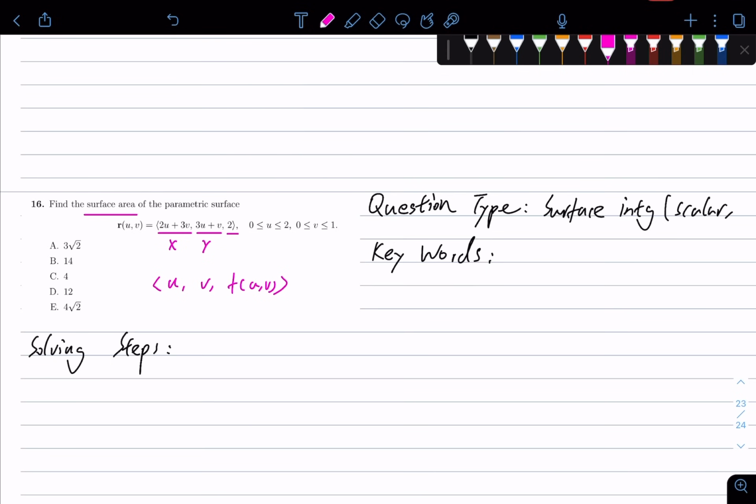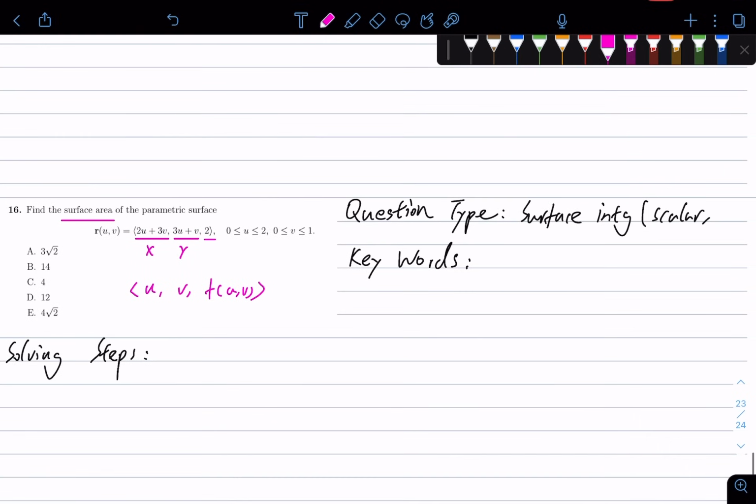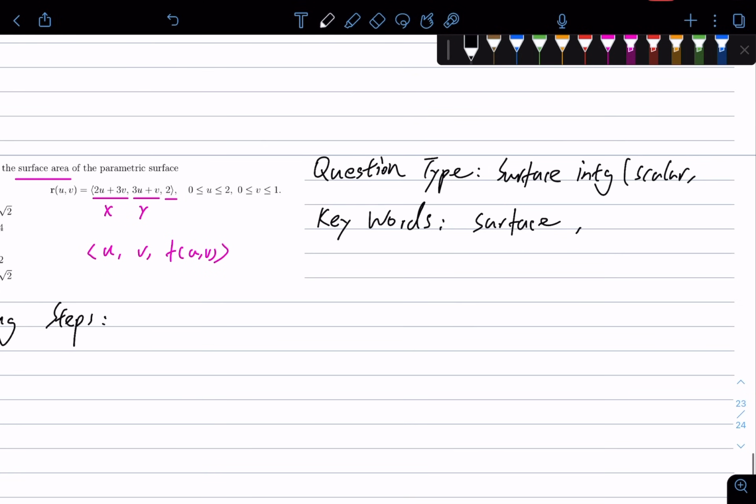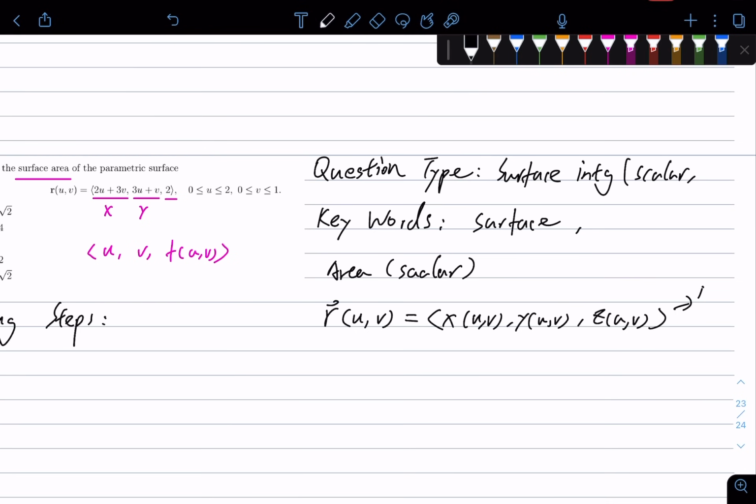So the keywords here are surface area, surface integral, and then area, so this is scalar. And then r takes on the form of x(u,v), y(u,v), z(u,v). All right, so this tells you implicit.